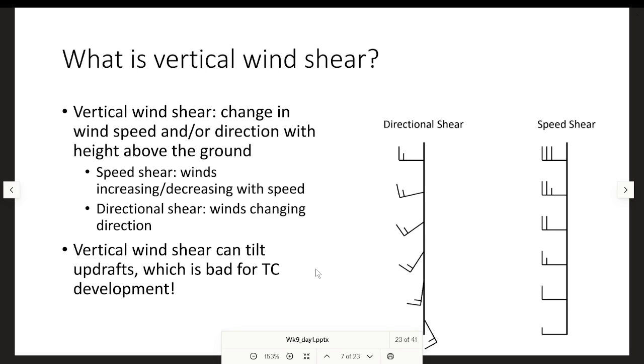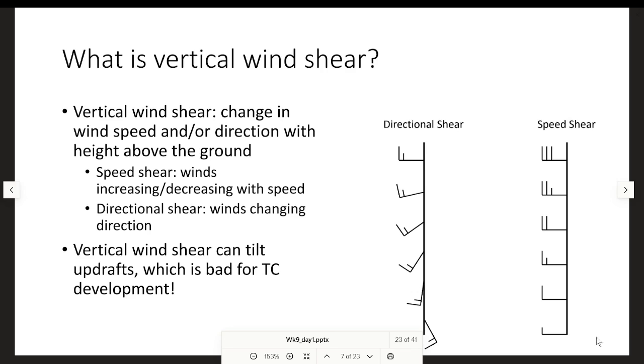So what is vertical wind shear? Vertical wind shear is the change in wind speed or direction with height above the ground. So there's 2 different types of wind shear. They're very important in weather forecasting. So speed shear, it's this one on the right. So this is the winds increasing or decreasing with speed with height.